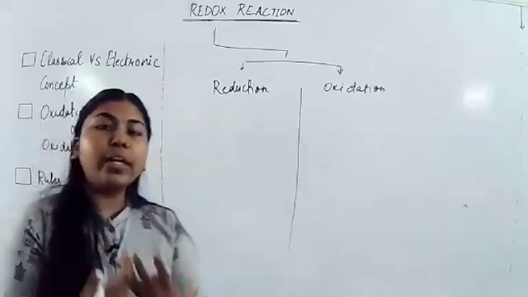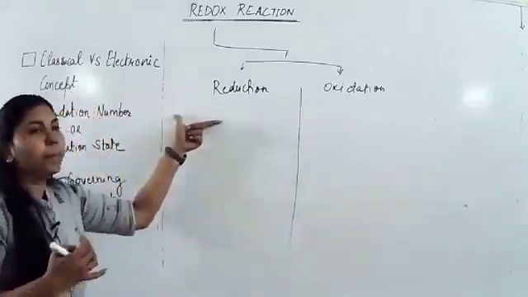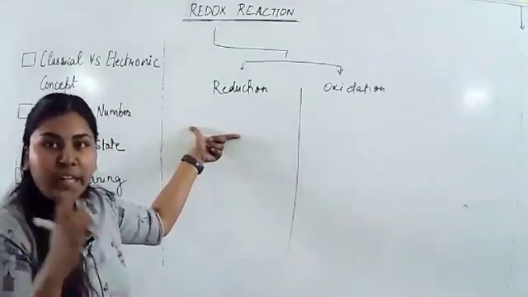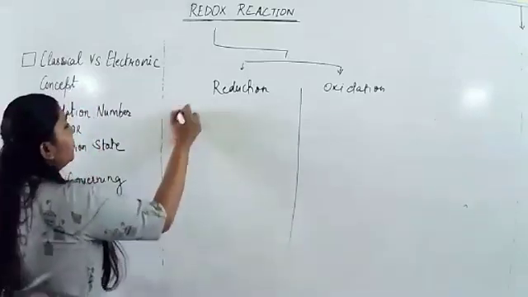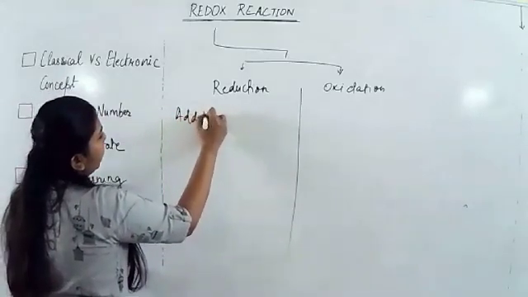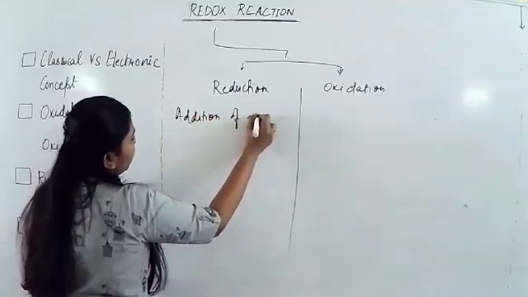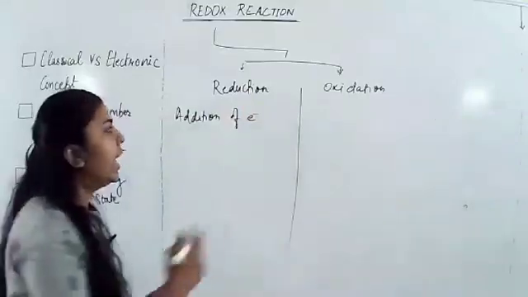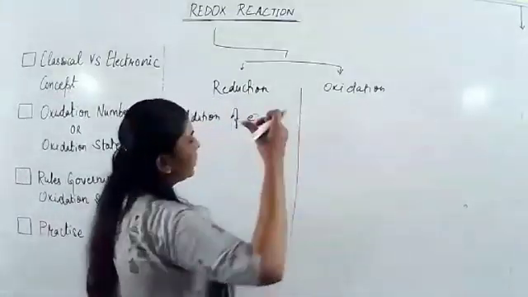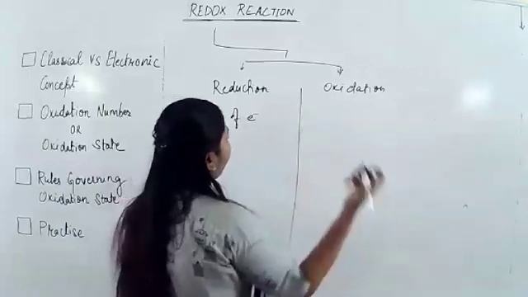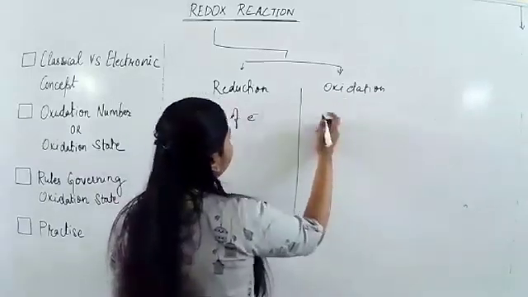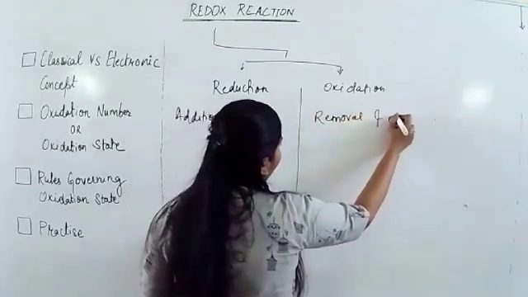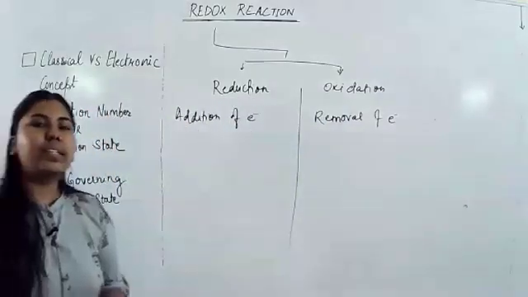So according to the electronic concept, if to any compound, substance, atom, or element, an electron is added, we can say reduction is taking place. And from any species, if I am withdrawing an electron, if it is being taken away, we can say it has been oxidized. So oxidation is removal of electrons, simple.